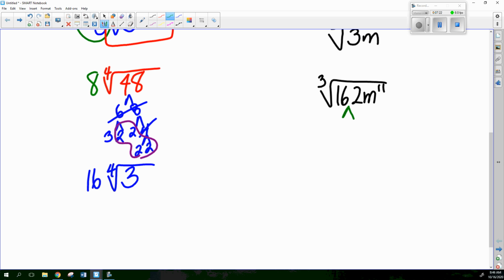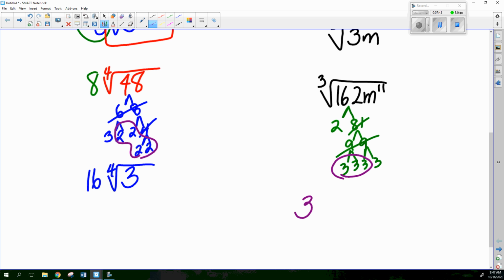Anybody have a pair for that? 2 and 81, good. And then let's see, 81, that's a perfect square, 9 and 9. But that's not enough, so I keep going. All right, what am I circling sets of? 3. And I have one set of 3s.